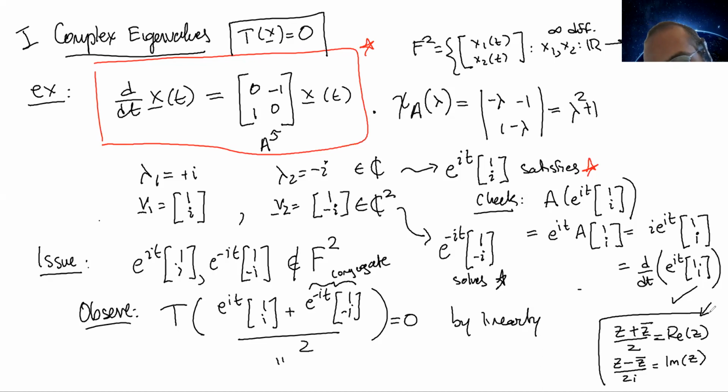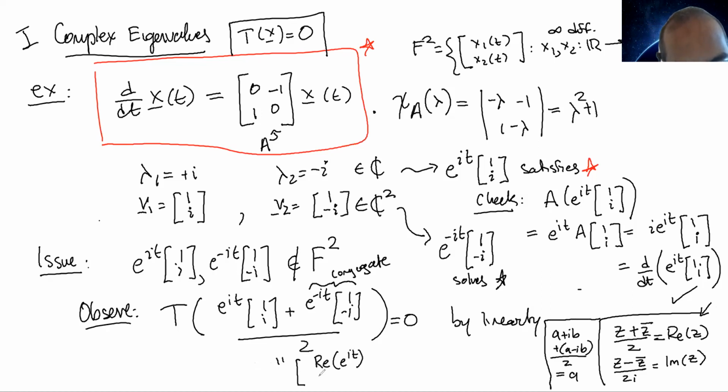Does that answer the question? Let me be very explicit here. If you have a plus ib plus a minus ib, divided by 2, then you get a. So you need to divide by 2 so you don't get 2a. Okay, so if you do this, then what will you get? You'll just get the vector whose components are the real part of e to the it and the real part of i e to the it.